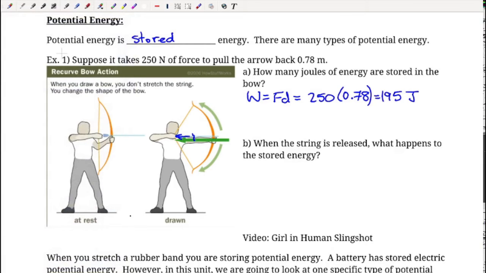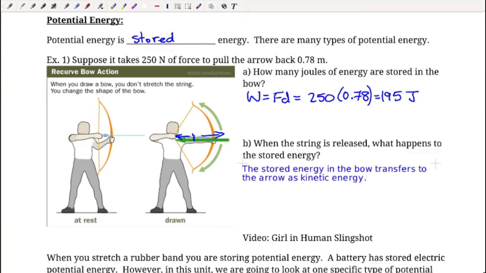So the next part asks, when the string is released, what happens to this stored energy? And the answer to that is, well, when you release the string, the arrow goes flying, and it turns into the kinetic energy of the arrow. So the energy that we stored in the bow by pulling it back is transferred to the arrow, and that's what makes it move, which is called kinetic energy.